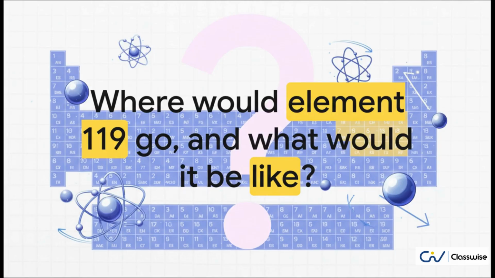Where would you put element 119? And, using the trends we just talked about, what could you guess about its properties? Would it be big or small, a metal or a non-metal, super reactive? That predictive power, that's the real magic of the periodic table.